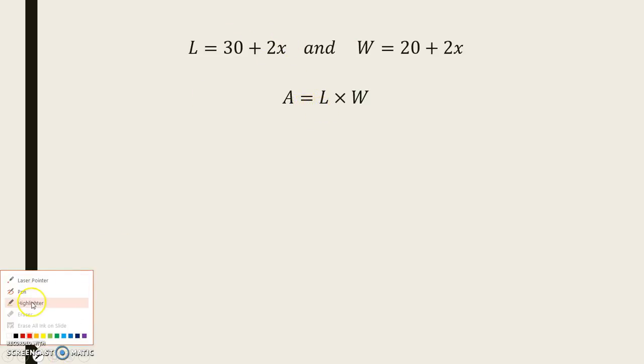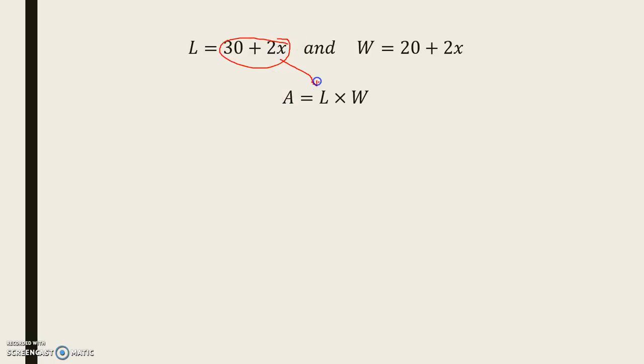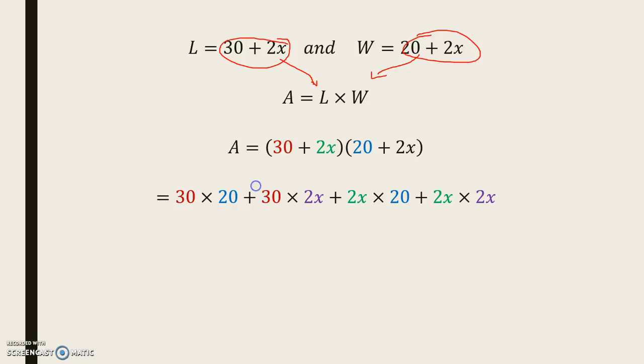So we're going to substitute that in. So this bit here, substitute it for L. This bit here, substitute it for W. We get 30 plus 2x multiplied by 20 plus 2x. Now we should recognize that as a binomial expansion. So let's expand that out.